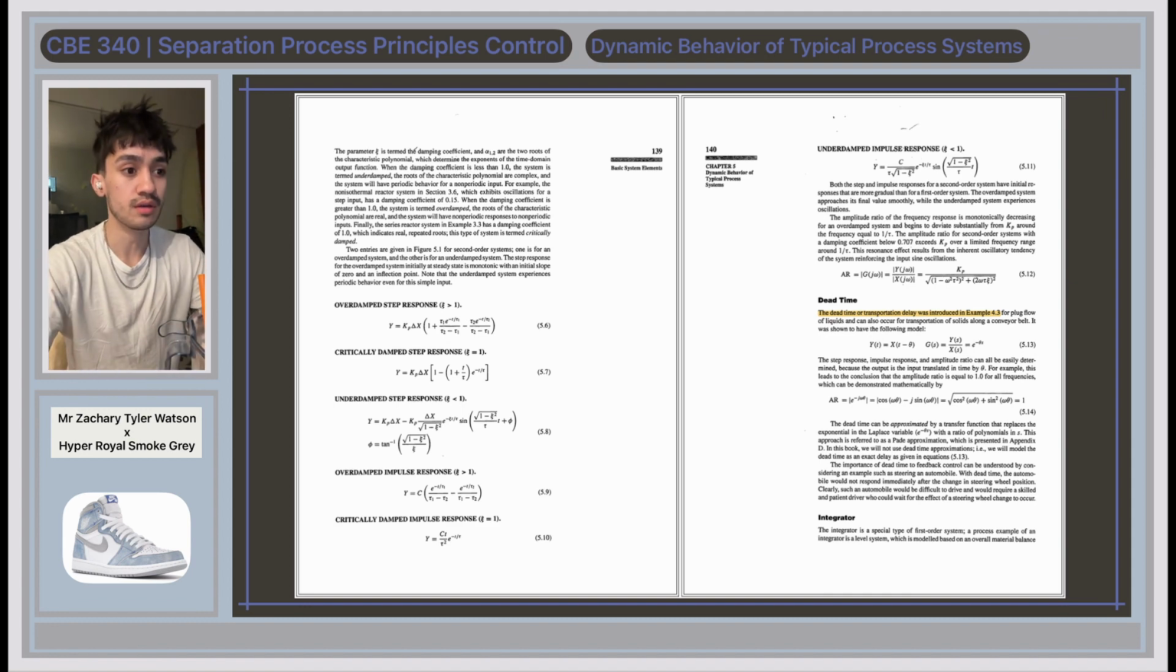The importance of dead time to feedback control can be understood by considering an example, such as steering an automobile. With dead time, the automobile would not respond immediately after the change in steering wheel position. Clearly, such an automobile would be difficult to drive and would require a skilled and patient driver who could wait for the effect of the steering wheel change to occur.